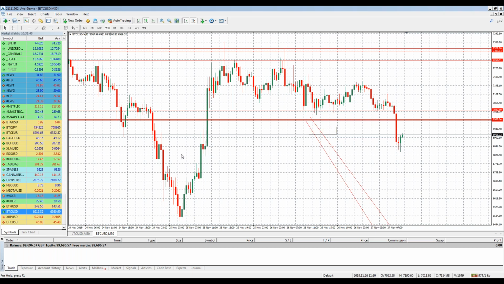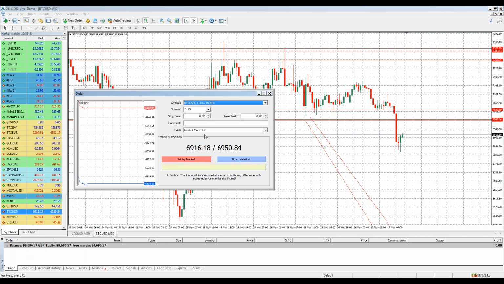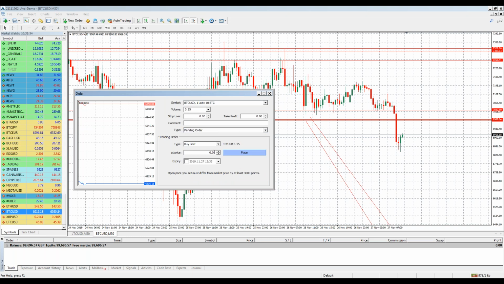I'll show you the options. Here's Bitcoin. We switched from type to pending order. We could have put the at price on this line, which is what we were talking about. And if it dropped, which it did, eventually it broke the support and hit that line, you'd have been in on a sell from that spot.